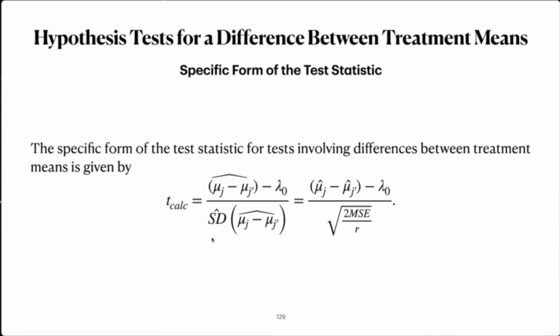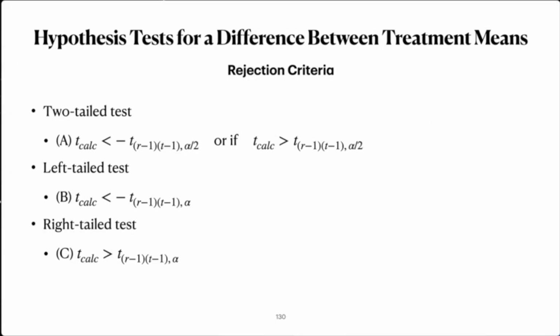and then we divide that difference by the estimated standard deviation of the sampling distribution of the estimator of the difference of the treatment means, which in this case turns out to be the square root of 2 times the mean squared error from the ANOVA table divided by r, the number of blocks, or in this case the number of replications. Now, in this situation, the reference distribution is known. In particular, the reference distribution is the t-distribution with degrees of freedom equal to r minus 1 times t minus 1.